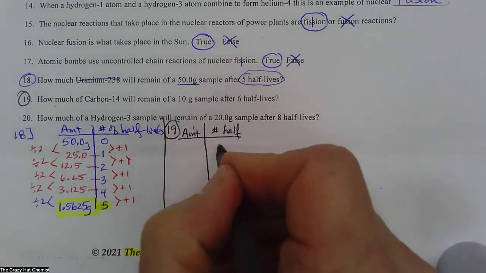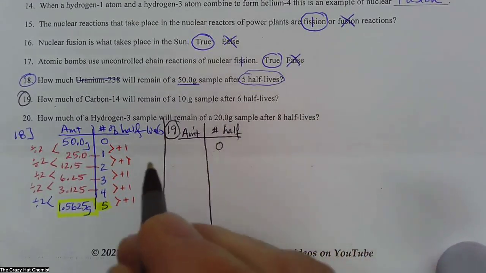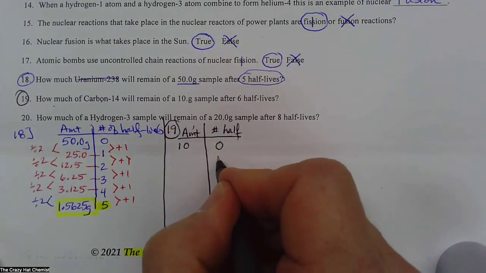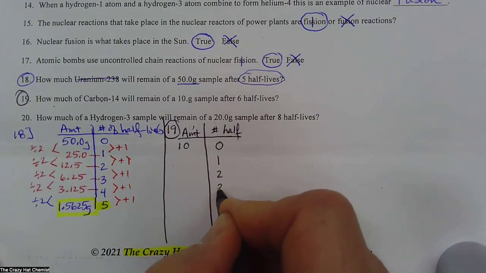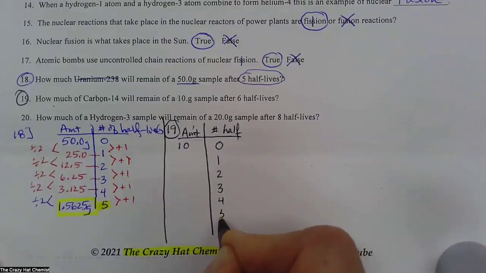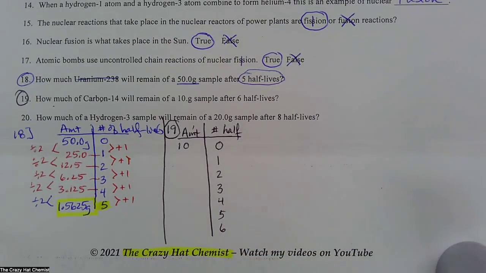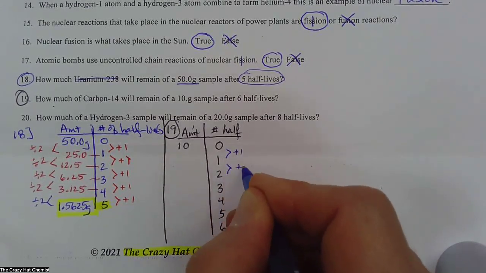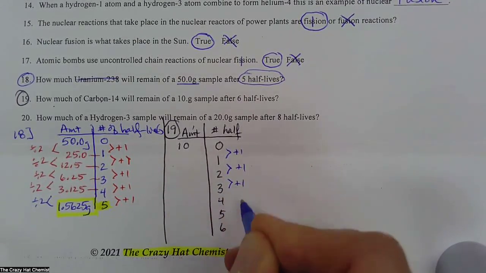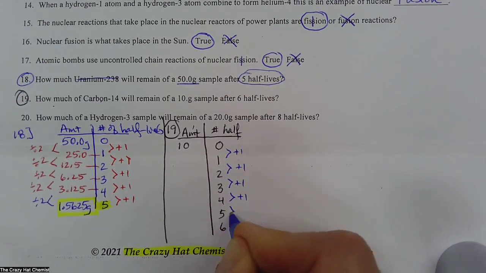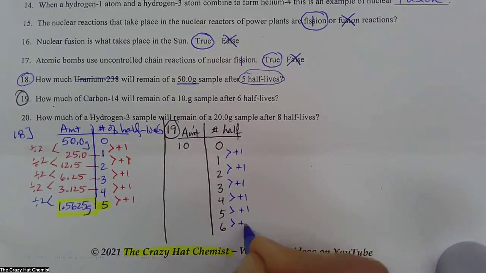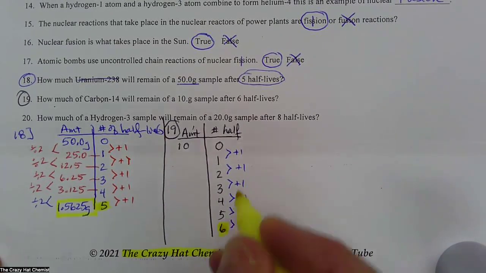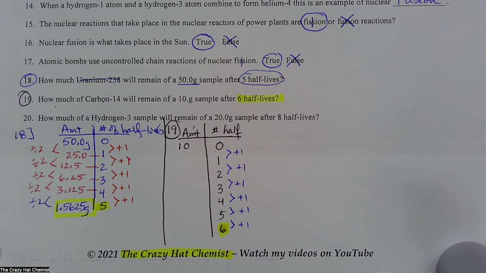Okay, so we're going to start out at 0 half-lives, which is the original amount, which is 10 grams. So we're going to go 0, 1, 2, 3, 4, 5, and then finally 6. How did I come up with these numbers? I added 1 each and every time. I just added 1, added 1, added 1. I want to get to 6 half-lives because that's what the problem says.